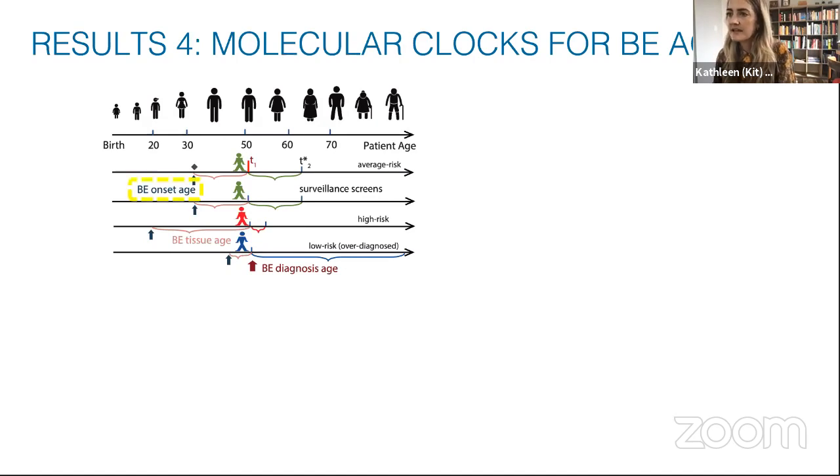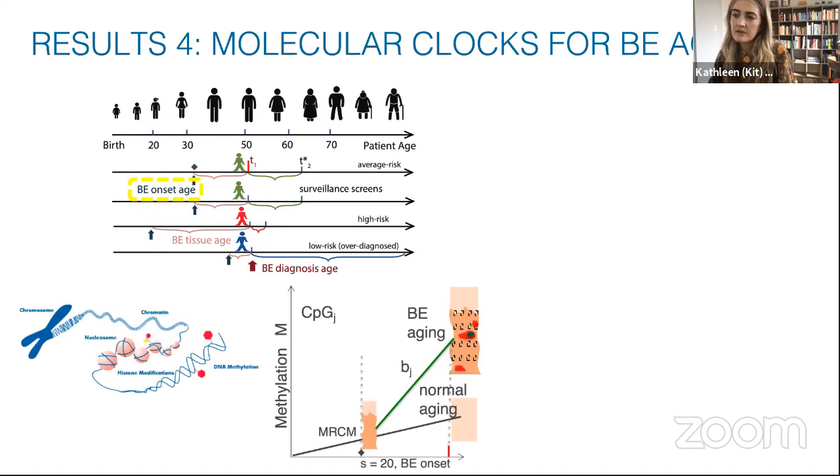I'll briefly say how we do this: by looking at DNA methylation. Methylation is something that happens with age that connects to cytosine-guanine sites on the genome, where methyl groups are added by DNA methyltransferases. And what you can see is that in a Barrett's patient, if you take a normal part of their esophagus tissue and a Barrett's esophagus tissue at some diagnosis age, their methylation profiles are different, and there's a definite aging profile that's faster in the Barrett's tissue than in the normal tissue.